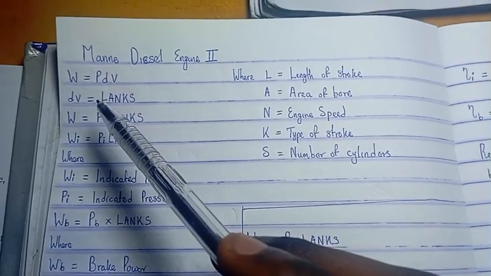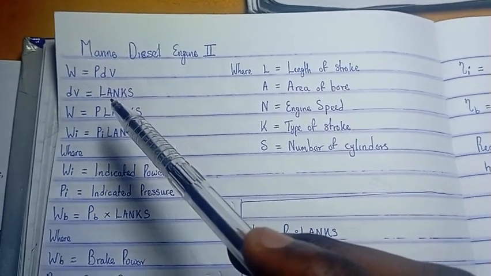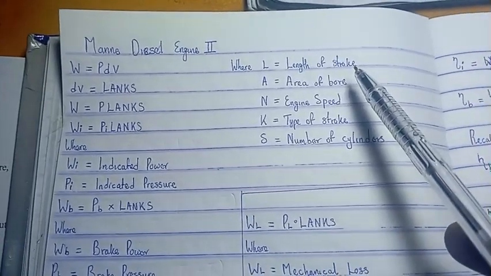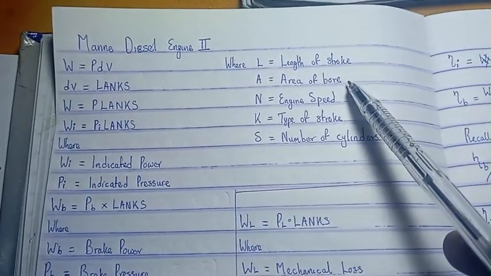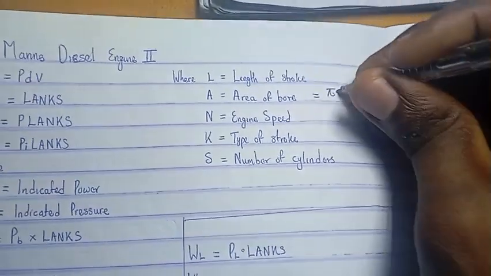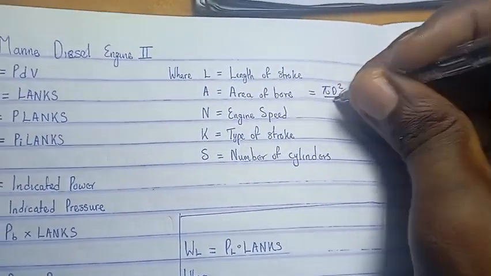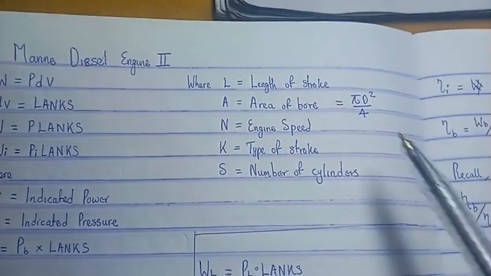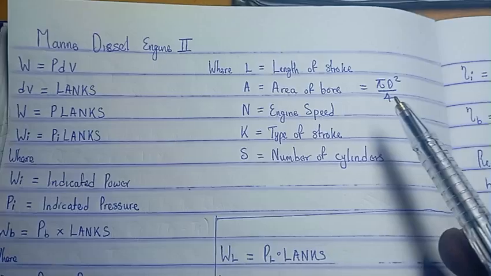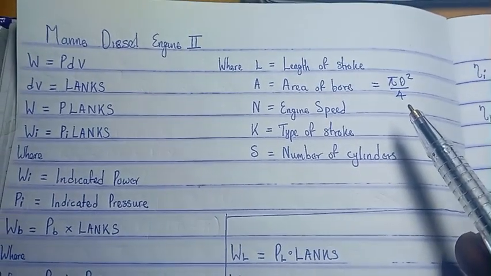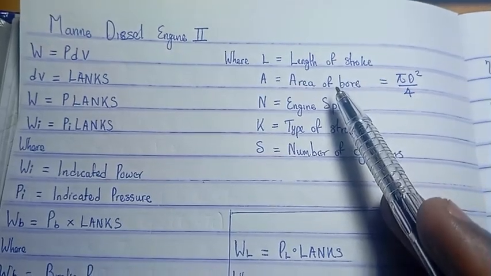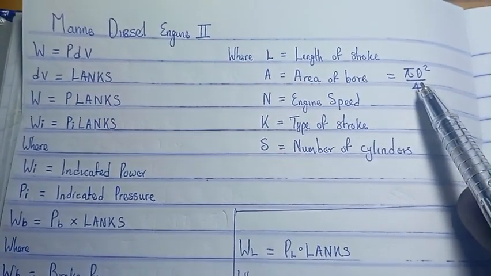dV can be written as length L times A times N times K times S, where L is the length of stroke, A is the area of bore, and we know that area is equal to pi d squared over 4, where d is the diameter of bore. So in a question where you see stroke, they are referring to the length. Where you see bore, they're referring to the diameter.